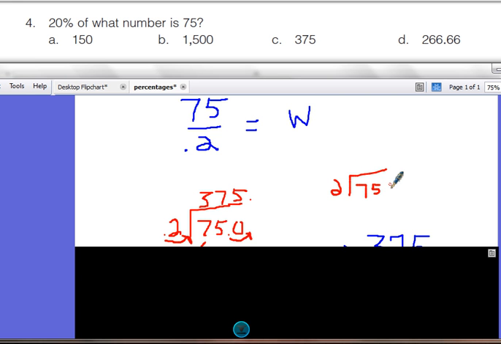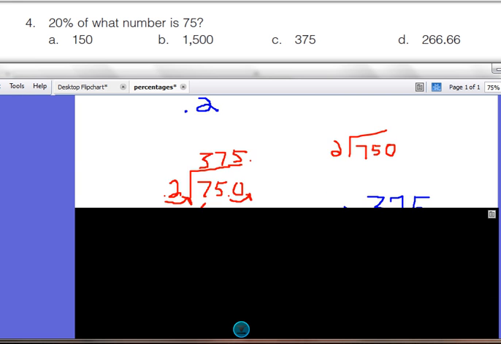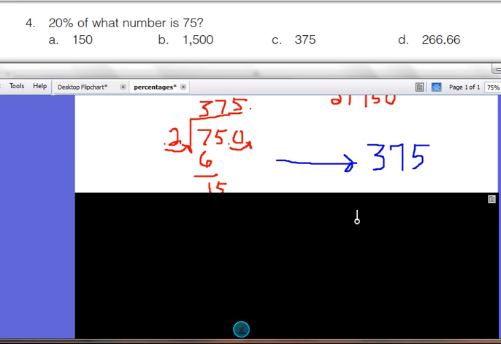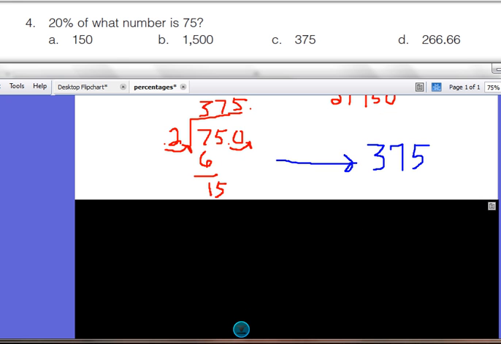Now, some of you good at mental math will be able to cut 750 in half in your head and realize that's 375. You'd be through with the problem. Okay? The rest of us, we're going to have to do long division. We're going to say how many times does 2 go into 7? Well, that's 3 times. 2 times 3 is 6. We're going to subtract and get a 1. We're going to bring down the next number, which is 5.